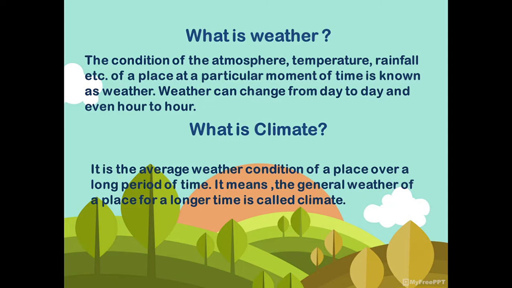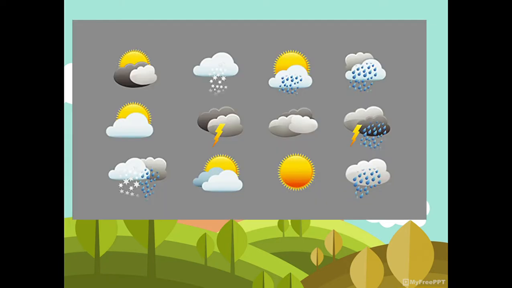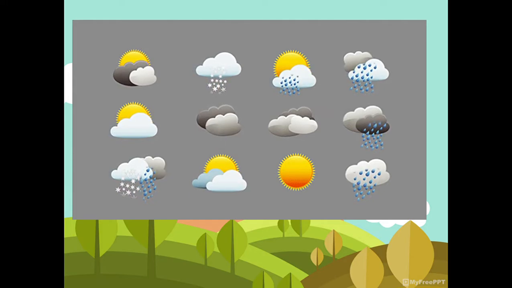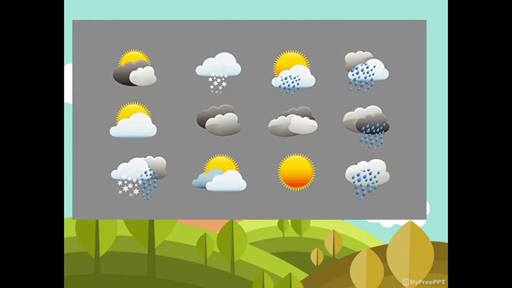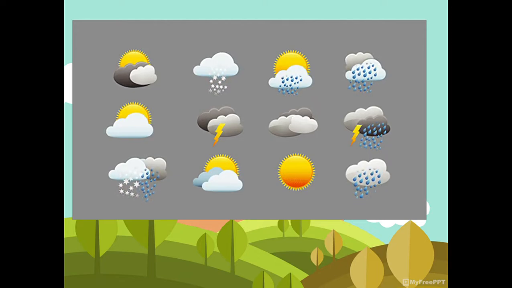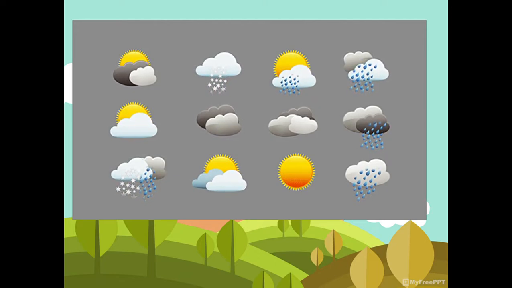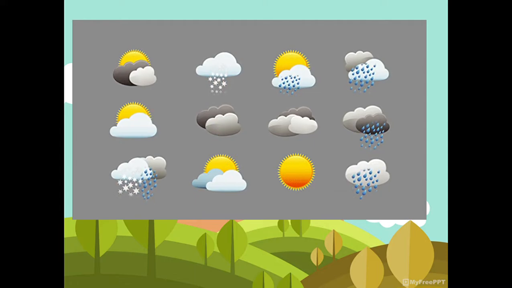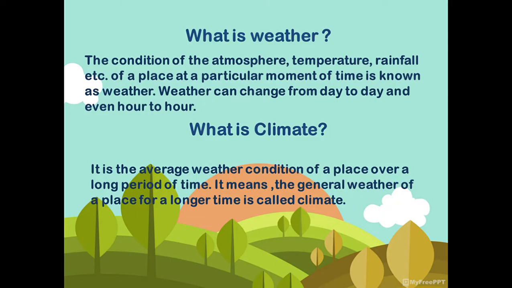What is weather? The condition of the atmosphere, temperature, rainfall, etc. of a place at a particular moment of time is known as weather. Weather can change from day to day and even hour to hour. What is climate? It is the average weather condition of a place over a long period of time. It means the general weather of a place for a longer time is called climate.